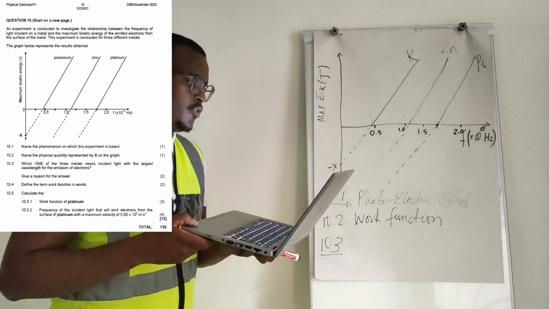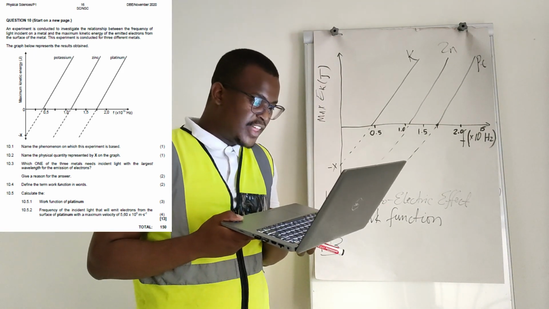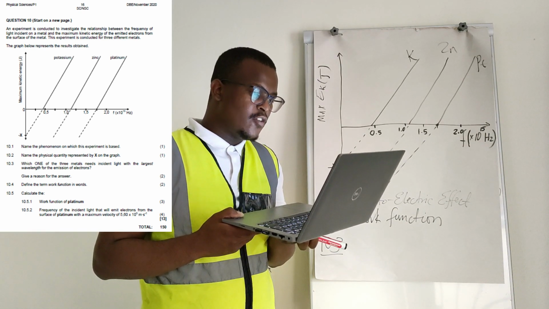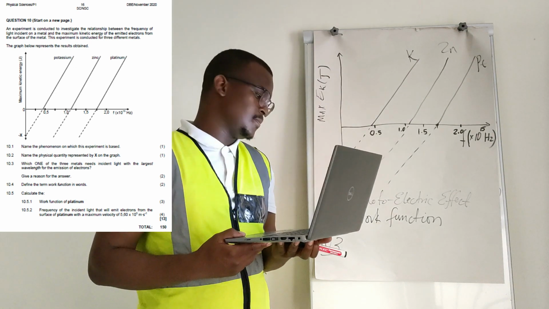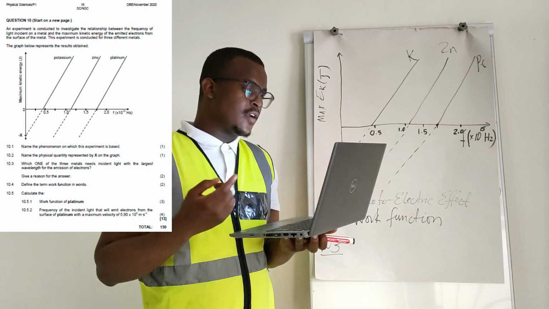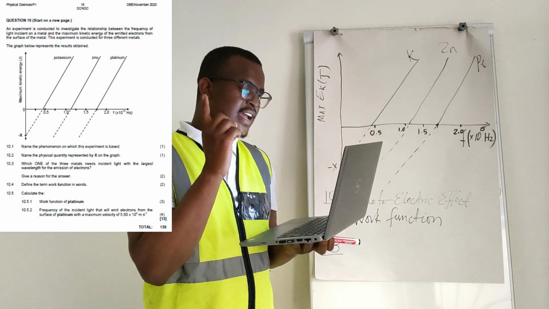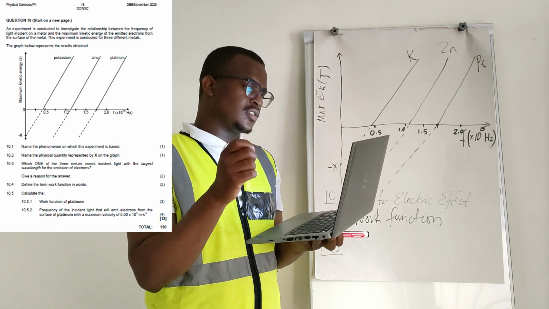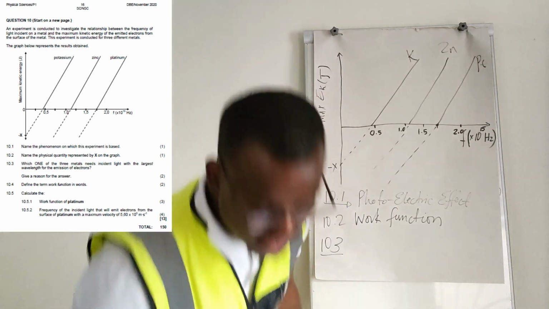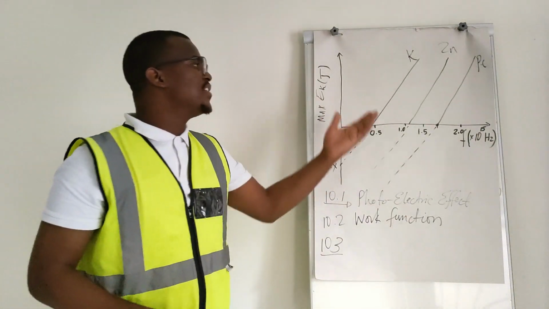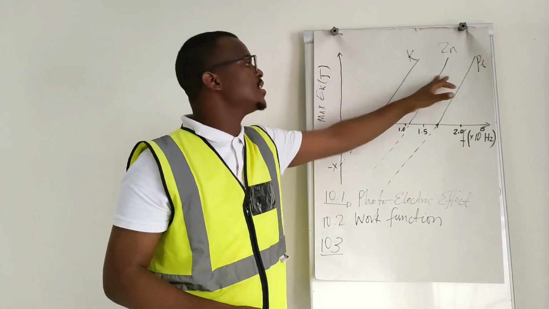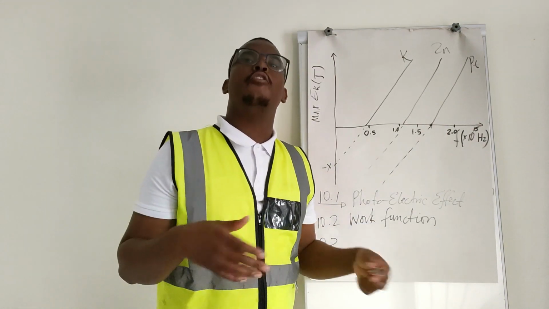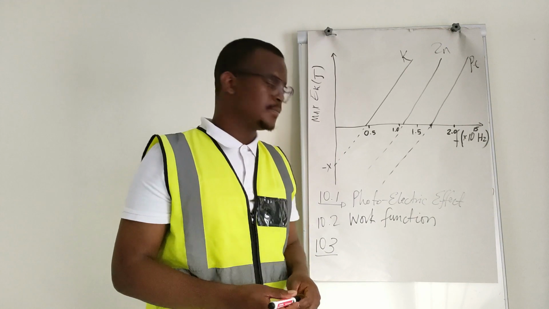10.3. Which one of the 3 metals needs the incident light with the largest wavelength for the emission of electrons? Give the reason for your answer. So they're asking which one of these metals, potassium, zinc or platinum, will need the longest wavelength for electrons to be emitted, right?